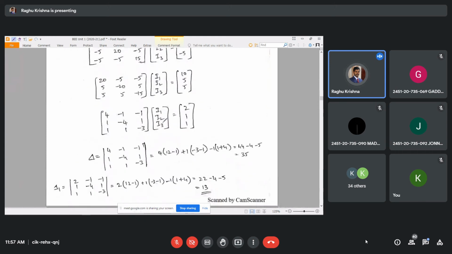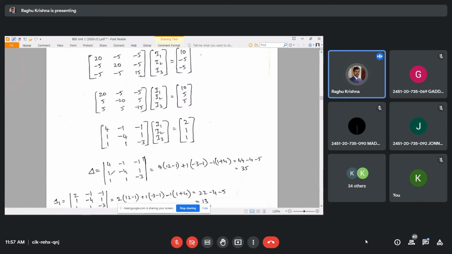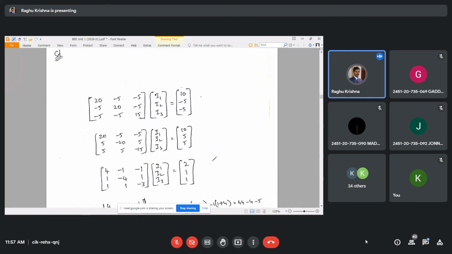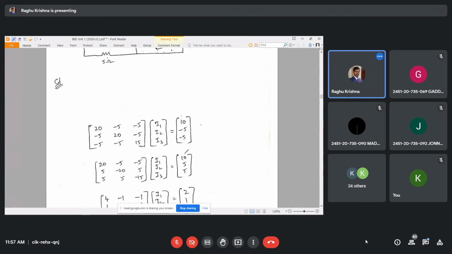So how to solve this one? First you have to find delta. But before going to this, how to write this equation? How did you get this equation? How did you get this 20?